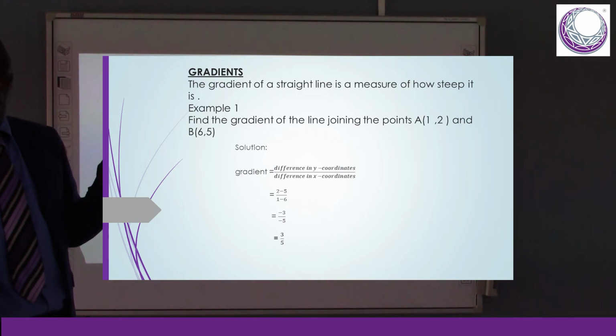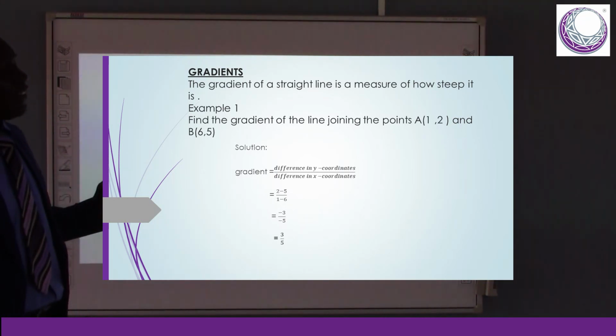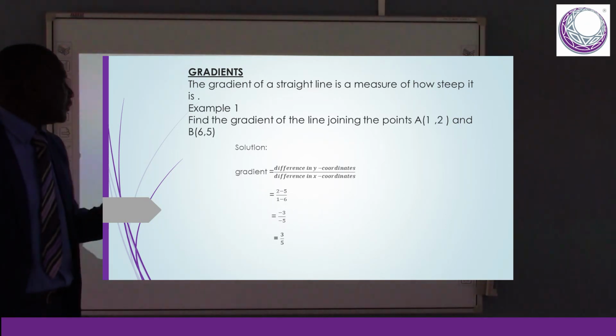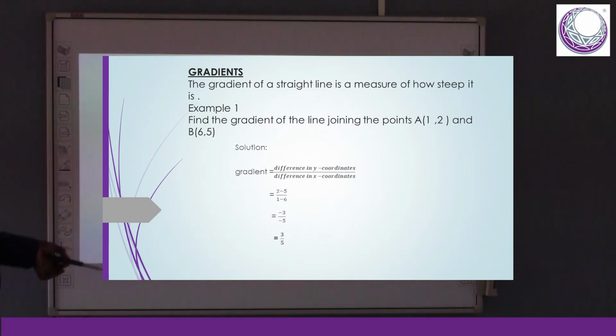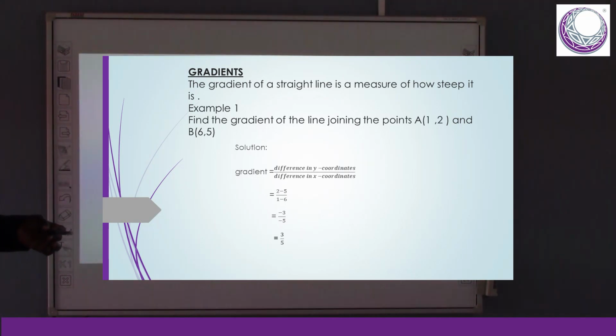So we should always start with the y coordinate, the difference in the y coordinates to be divided by the difference in the x coordinates. Now let me look at an example. Find the gradient of the line joining the points A, which is (1, 2), and B, (6, 5).